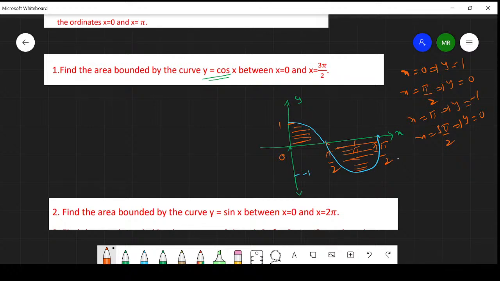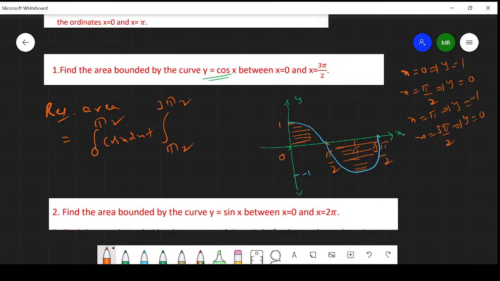Now when I'm doing this, I can write the required area is equal to this: between 0 to pi by 2, the curve is above the x-axis, cos x dx. And from pi by 2 to 3 pi by 2.